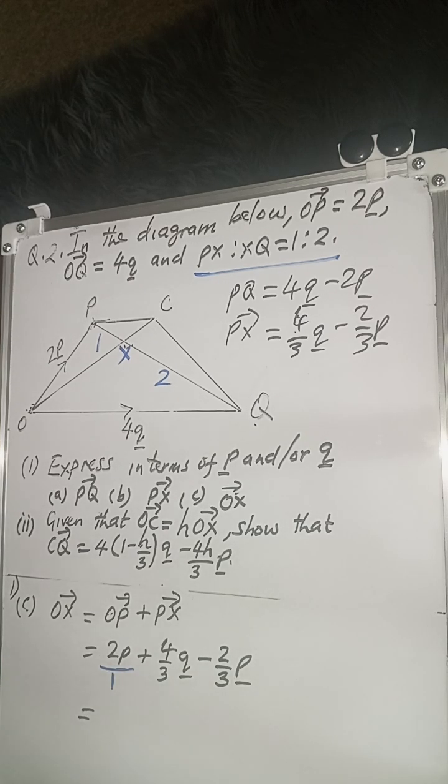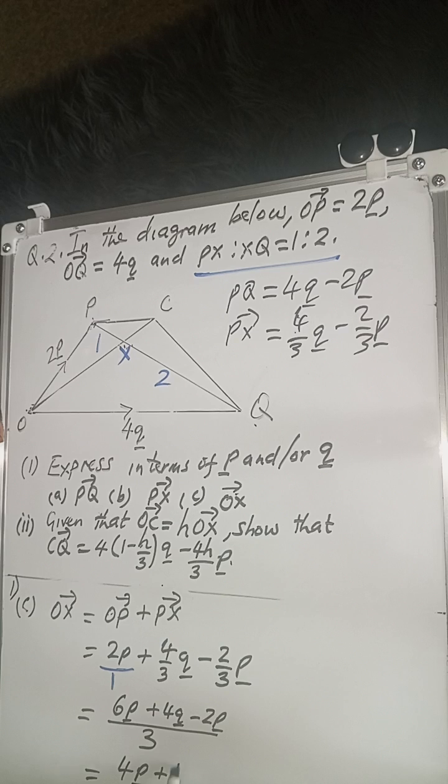You just work out your algebra. This 2P can be written over 1. So what's the common denominator there? It's a 3. 1 into 3 is a 3. 3 times 2 vector P will give me 6 vector P plus 3 into 3, it's 1 times 4. That will give me 4 vector Q. 3 into 3 is 1 times 2. That will give me 2 vector P. Then like terms on top, remember 6P and minus 2P, that will give me 4 vector P. Then plus 4Q over 3.